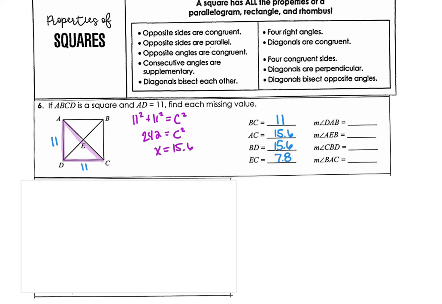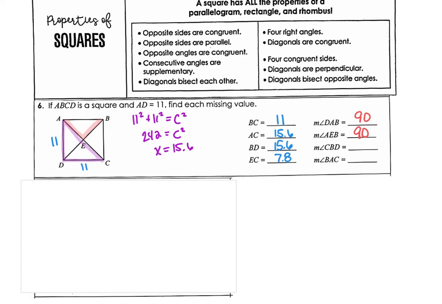Then they start asking about angles. They want DAB. That's one of my angles in a square. Well, one of my angles in a square is always 90 degrees. They want AEB. That's made up from my diagonals. Well, just like a rhombus, my diagonals are perpendicular. So the intersection of my diagonals will also be 90 degrees.